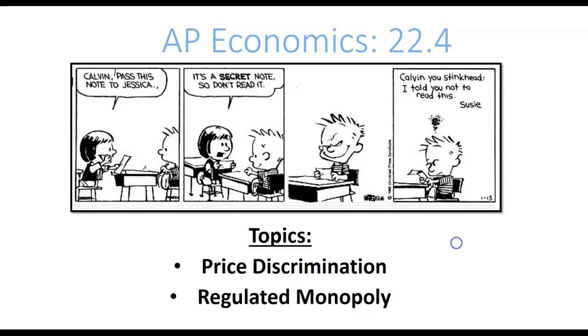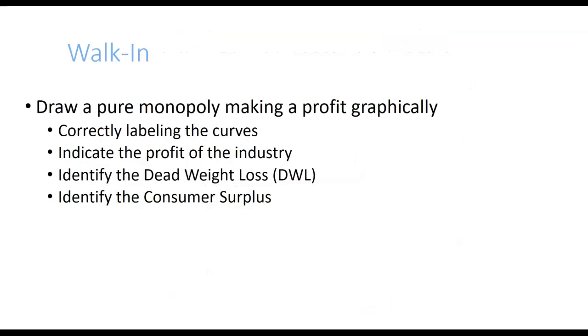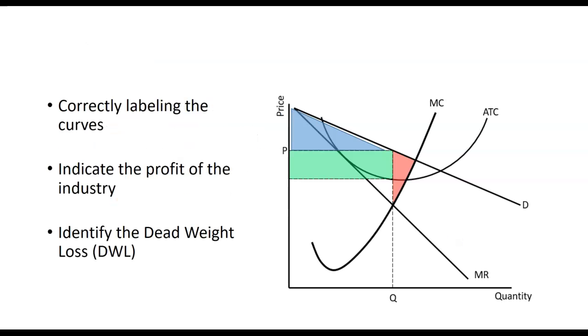Here we go. So first thing you want to try is just drawing the monopoly graph. So try this, pause the video, correctly label curves, indicate profit, deadweight loss, consumer surplus, because we're going to be dealing with some of these things later. Alright, now you've done that, here's what it should look like.